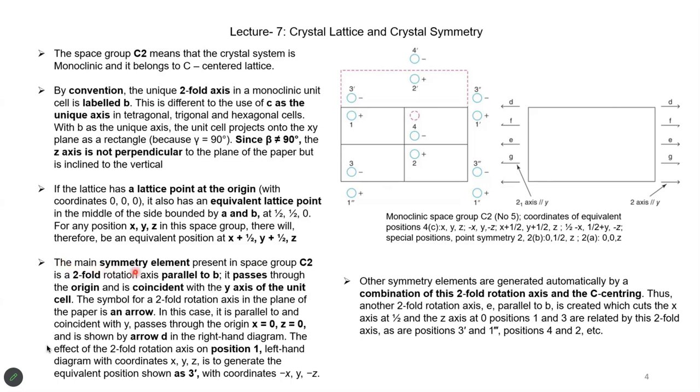Now we are talking about symmetry elements. What symmetry element do we have? We have a twofold symmetry element, and it is parallel to y, parallel to b. B means y. This is the notation of twofold symmetry, a pointer with an arrow which shows that it is a twofold symmetry.